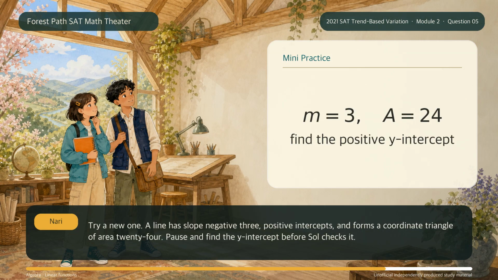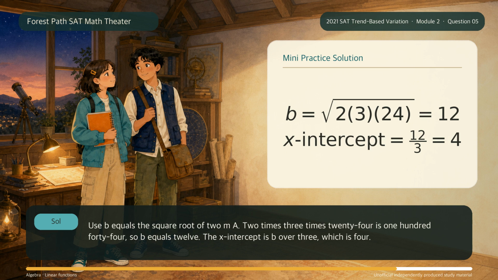Try a new one. A line has slope -3, positive intercepts, and forms a coordinate triangle of area 24. Pause and find the y-intercept before Sol checks it. Use b equals the square root of 2ma. 2 times 3 times 24 is 144, so b equals 12. The x-intercept is b over 3, which is 4.